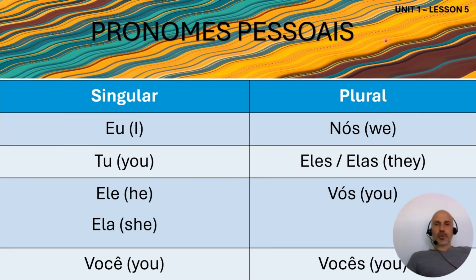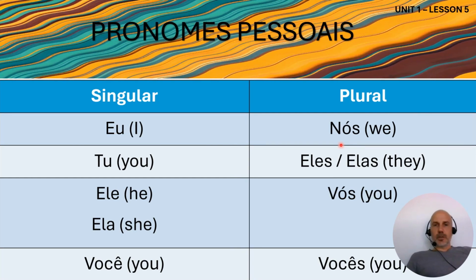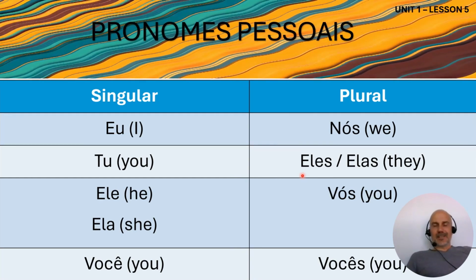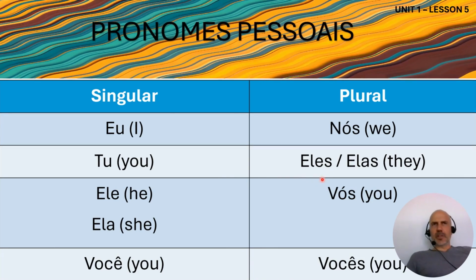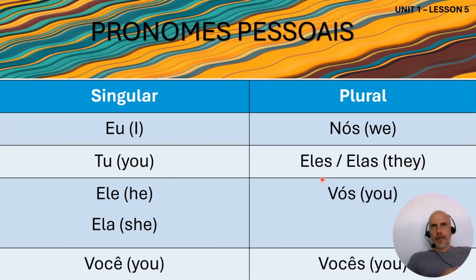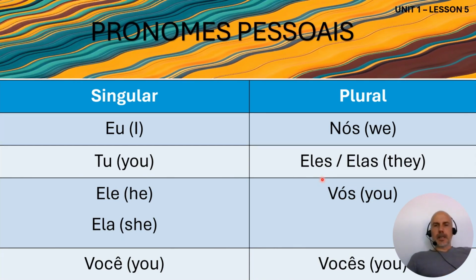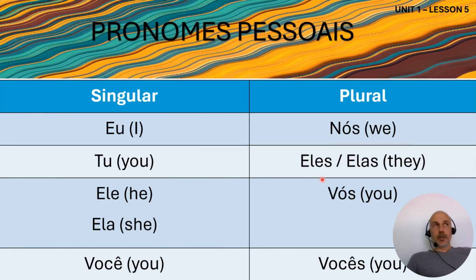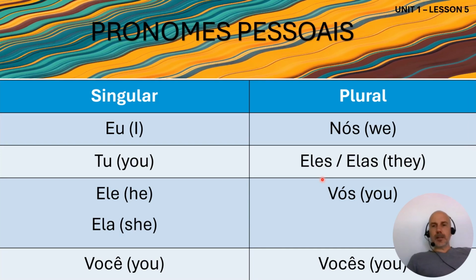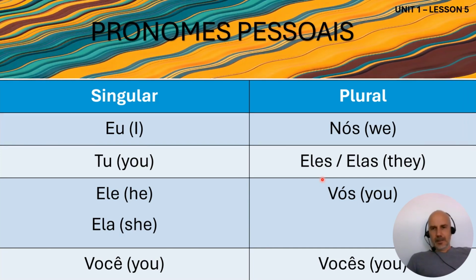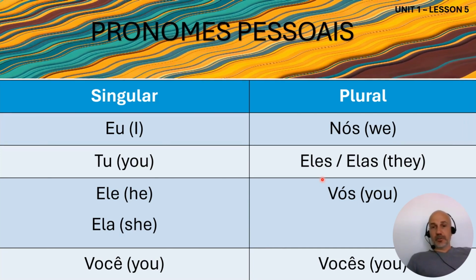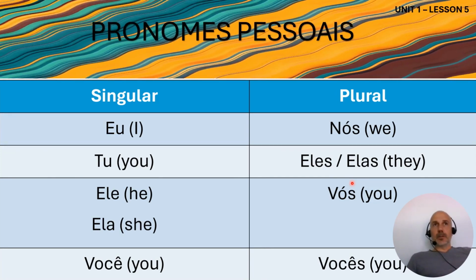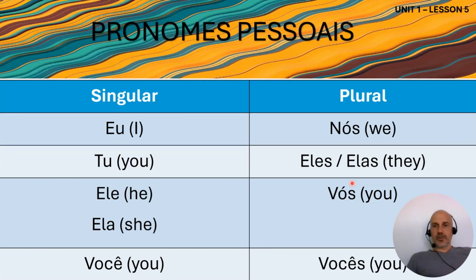Then let's check the plural. We have nós, and nós means we, and then eles, eles means they, and we use eles for a group of guys or boys and girls. As long as you have one guy there, it's always eles, okay? So if you have a group with 99 girls and one guy, it's still eles in Portuguese. So to use elas, you have to be dealing with a group of just girls, okay?